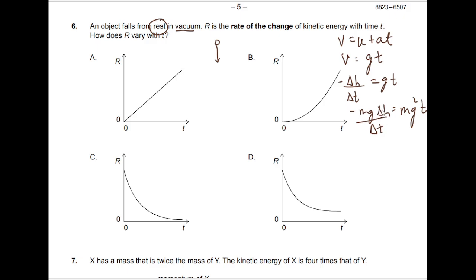Now, either I write mg delta h, this is potential energy, or I can write it as kinetic energy also. The reason being, it is in vacuum. So, rate of the total energy will remain conserved. Whatever is the potential energy is the kinetic energy. So, mg square t.